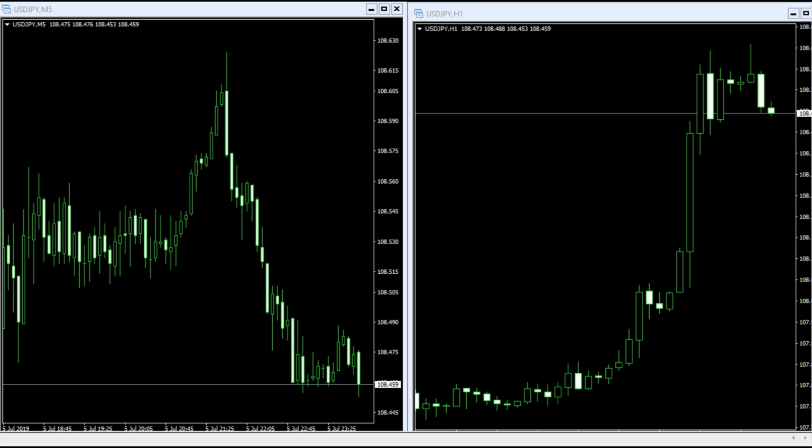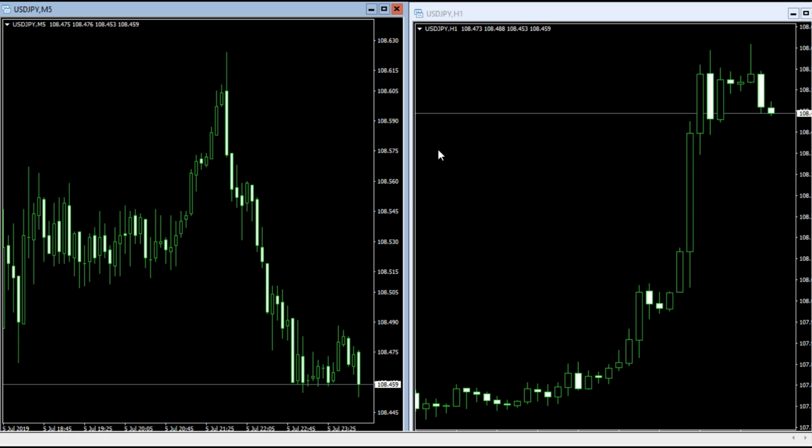Now this system is based on two different time frames. One is the higher time frame, which is the 1 hour, and the other one is a lower time frame, which is the 5 minutes.